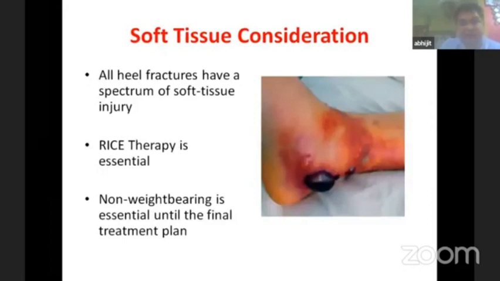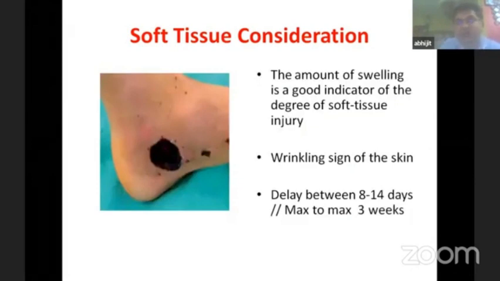Here it is very important to assess the soft tissue condition. All heel fractures have a spectrum of soft tissue injury. This is very important, and RICE therapy is essential. Non-weight bearing is essential until the final treatment plan. Soft tissue consideration: the amount of swelling is a good indicator of the degree of soft tissue injury. The wrinkling sign of the skin is very much needed before doing any surgical intervention. And we can delay our surgery till 8 to 14 days, maximum 3 weeks, in a case of calcaneum fracture.